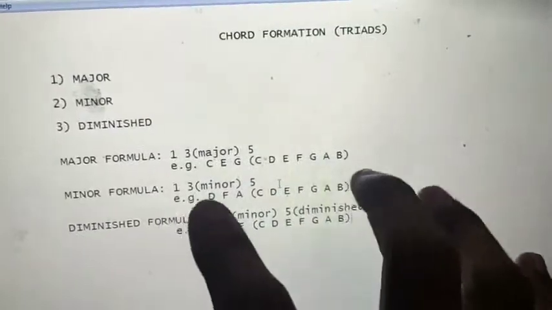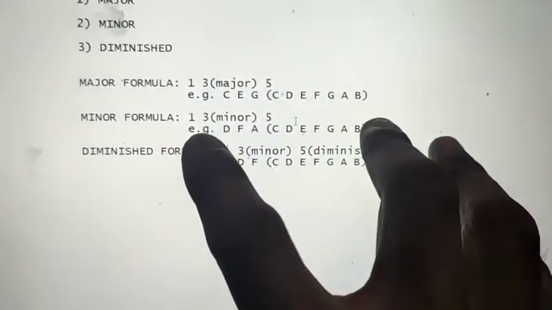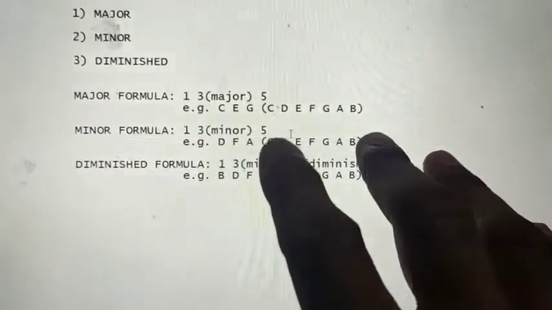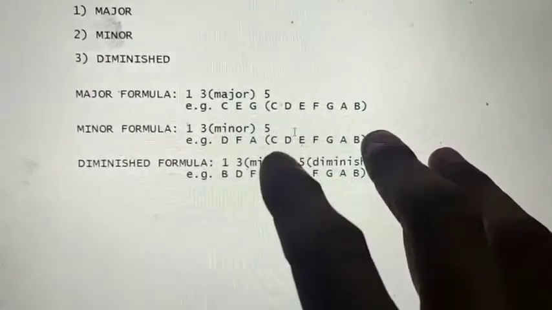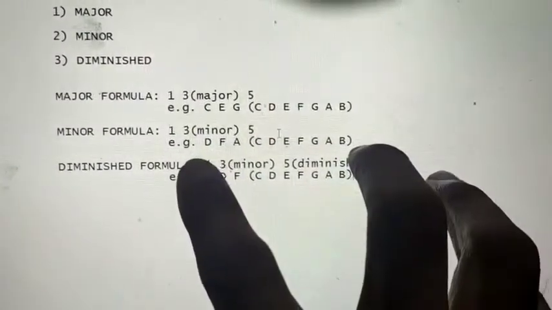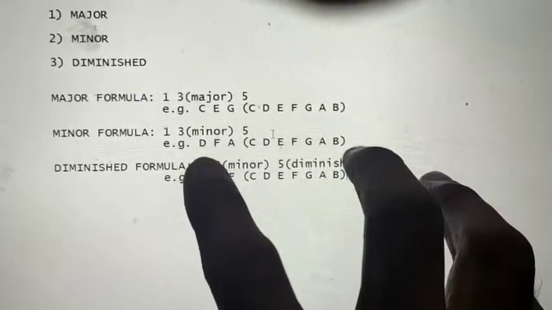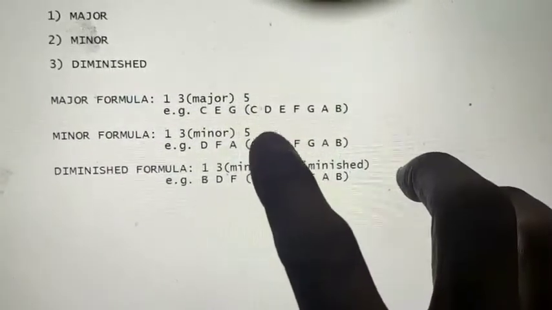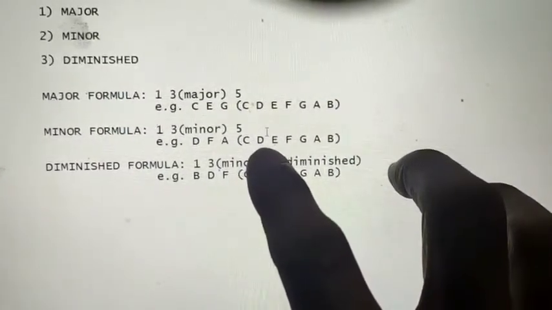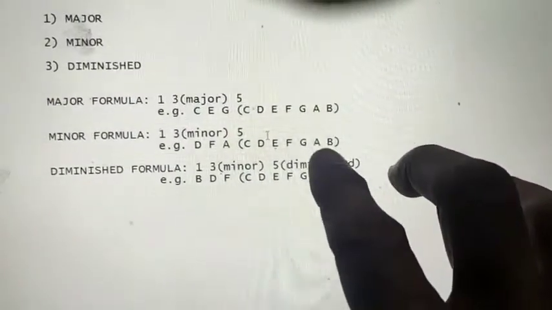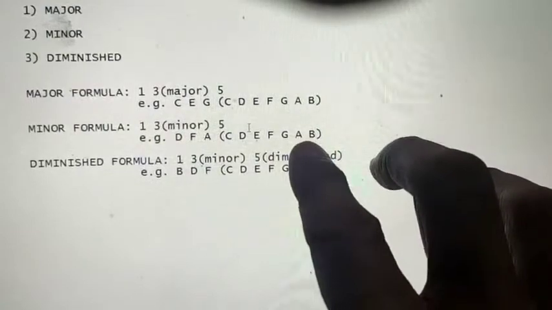Now if we look at the minor chord, the formula is the root, minor third and the perfect fifth. Again, to understand how a minor third interval works, you can refer to the previous lessons. For this we'll be taking the example of the D minor chord. The notes in the D minor chord are D, F and A. You can find them in the C major scale as D, then the minor third interval F, then the perfect fifth interval, that is A.